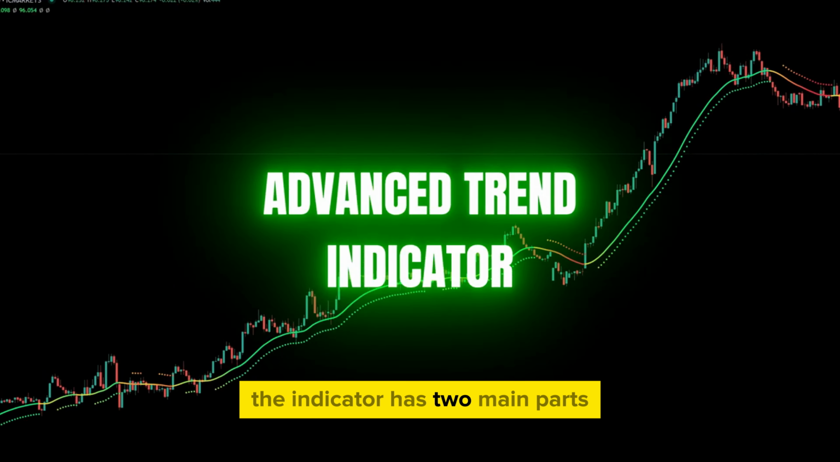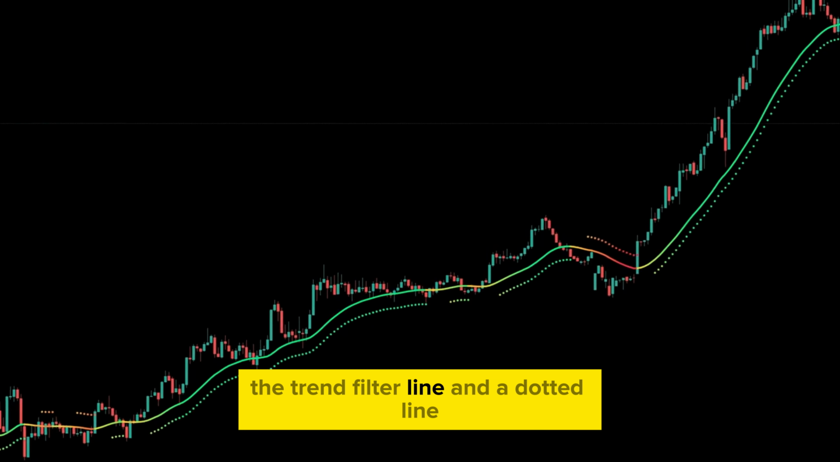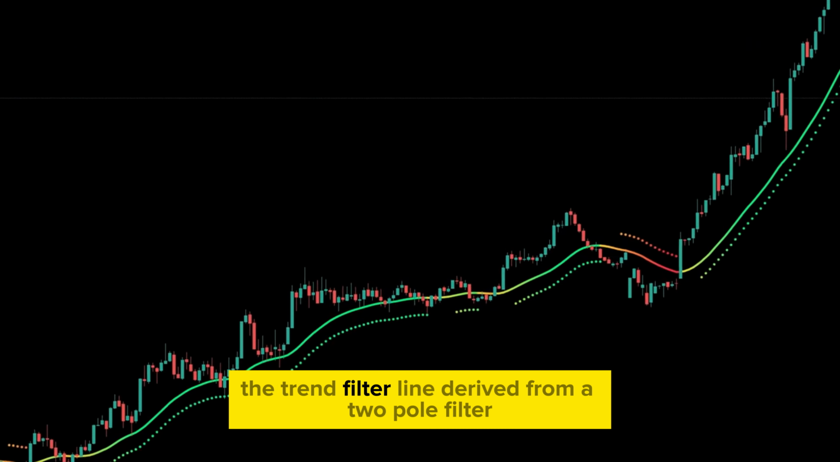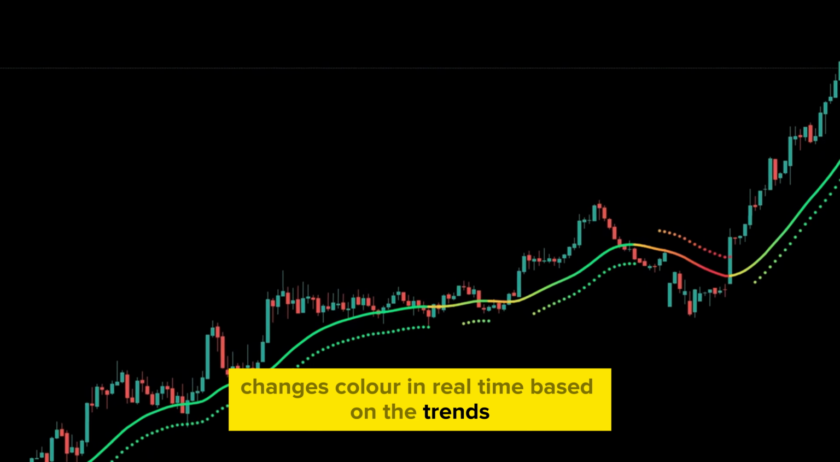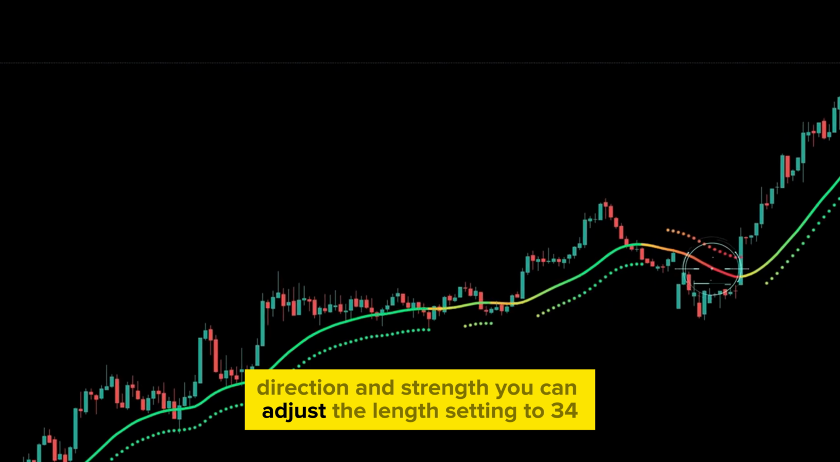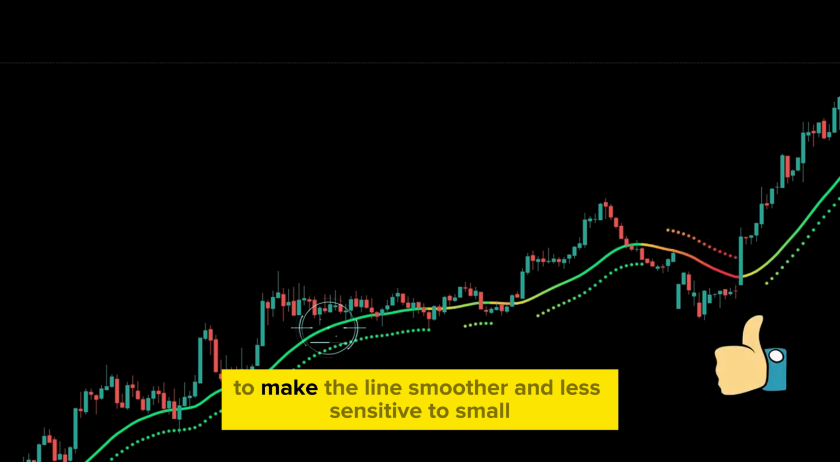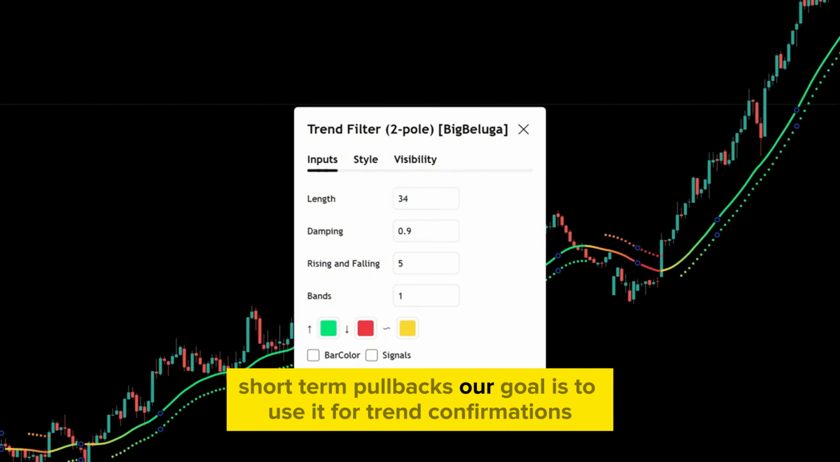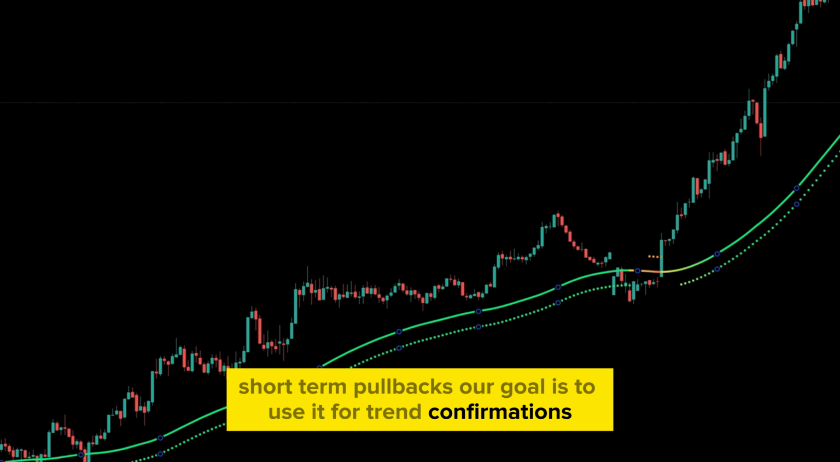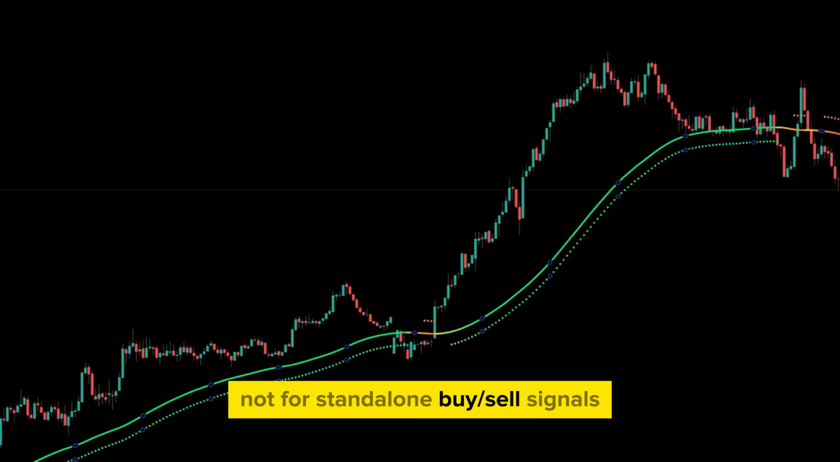The indicator has two main parts, the trend filter line and a dotted line. The trend filter line, derived from a two-pole filter, changes color in real time based on the trend's direction and strength. You can adjust the length setting to 34 to make the line smoother and less sensitive to small short-term pullbacks. Our goal is to use it for trend confirmations, not for standalone buy-sell signals.